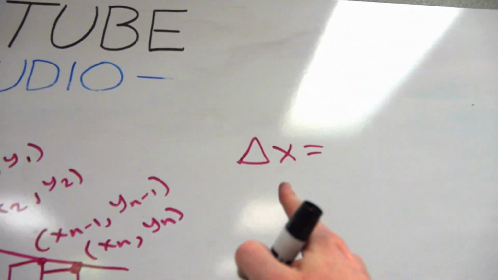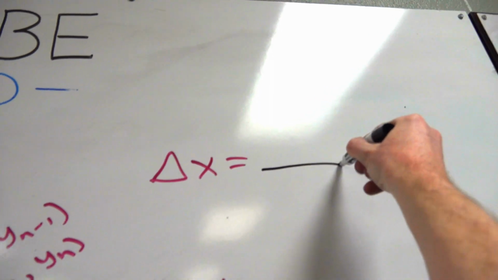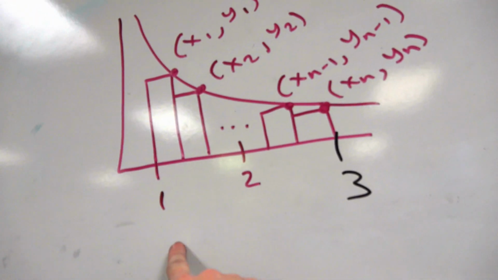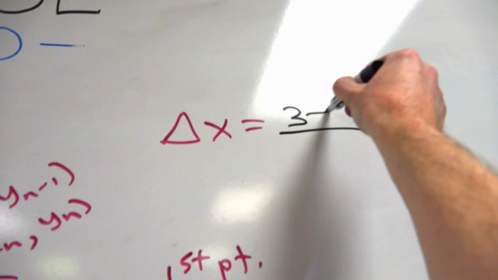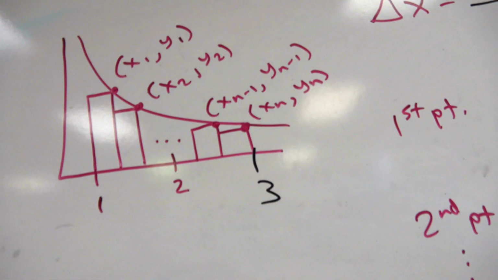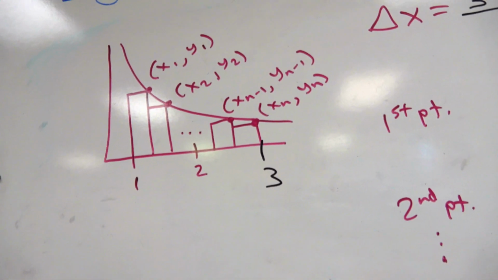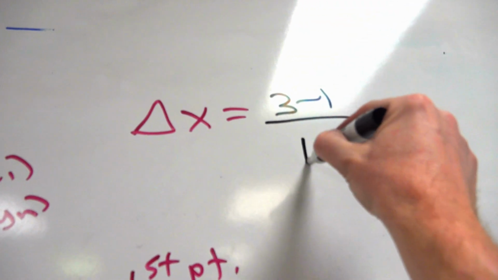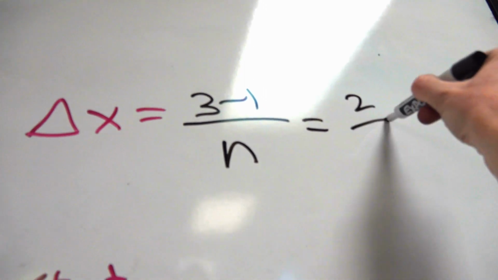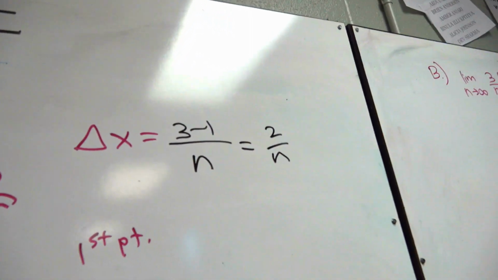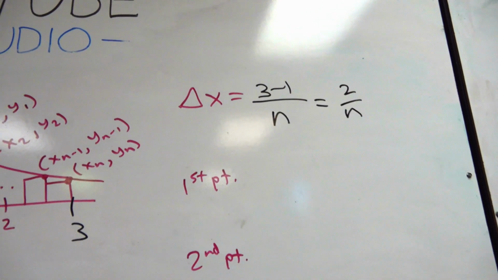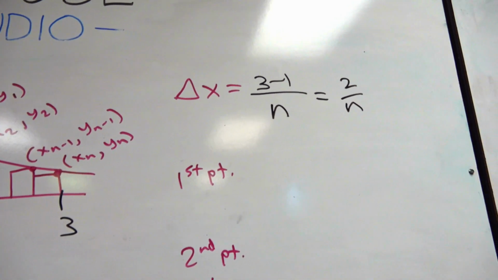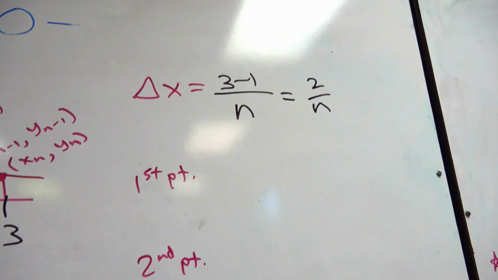Well, we found our delta x first, b minus a over n, 3 minus 1 over how many rectangles? n rectangles this time, not 5, not 6, n rectangles. So you'll leave it in this time. And 2 over n is going to be your delta x, okay? And didn't we say it was like 2 over 5, 2 over 6, 2 over 7? So that makes sense. That's the general formula.